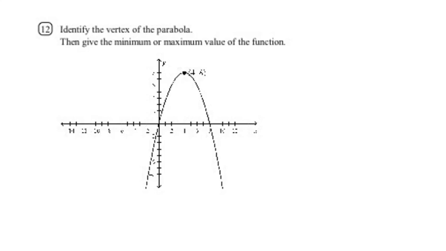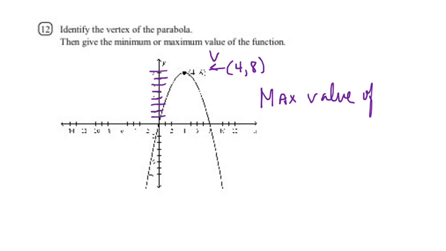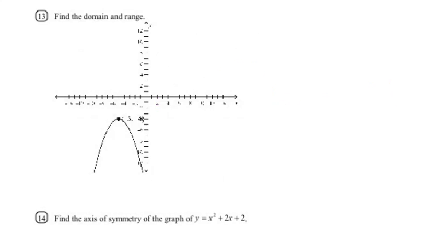Next one, number 12, identify the vertex of this parabola. If I can read these, 1, 2, so we'll go 1, 2, 3, 4, 5, 6, 7, 8. That looks like it's at 4, 8, and that is the vertex. Get the minimum or maximum value. This has a max value of 8. The maximum value is always the y. The minimum value is always the y value. So that vertex is y.